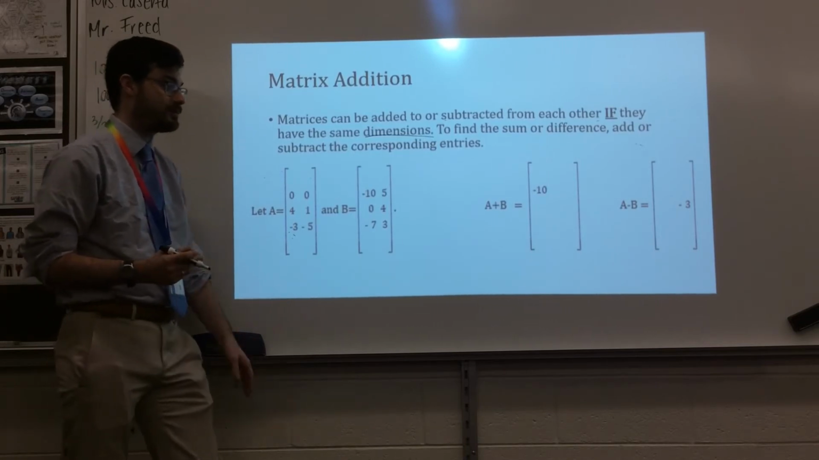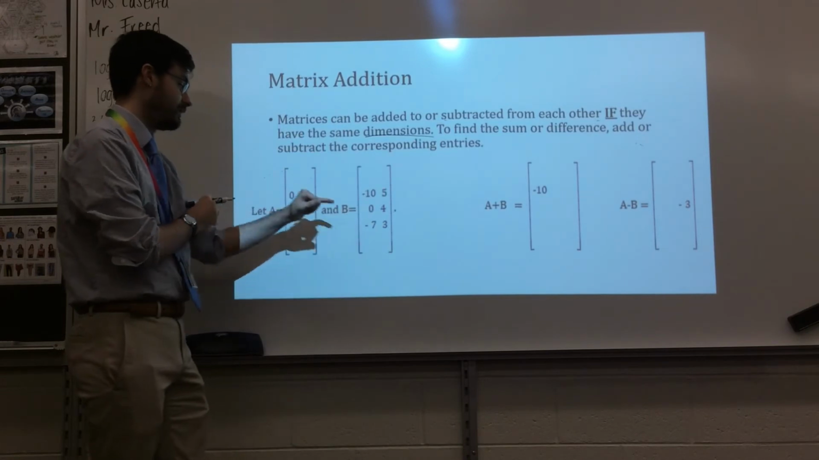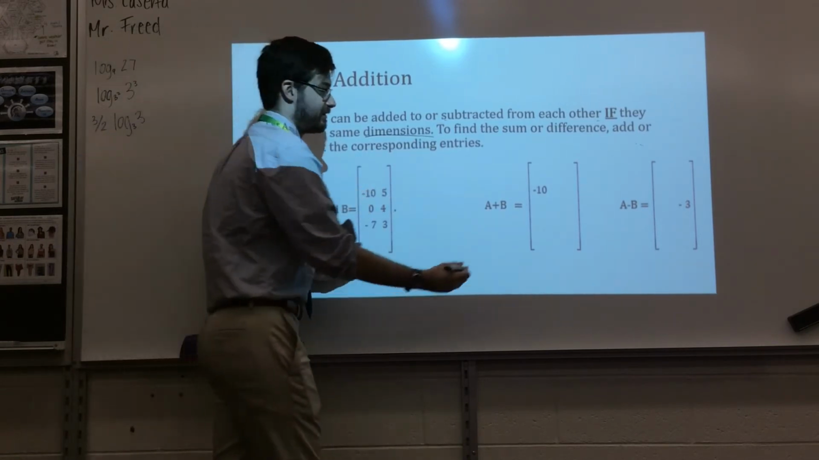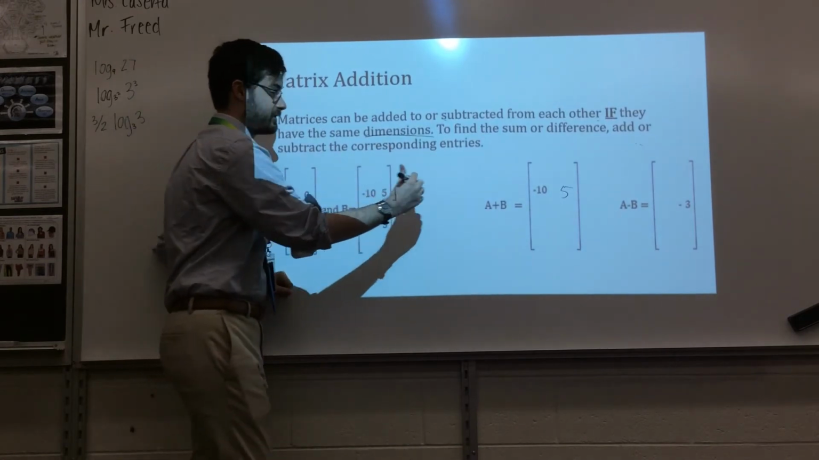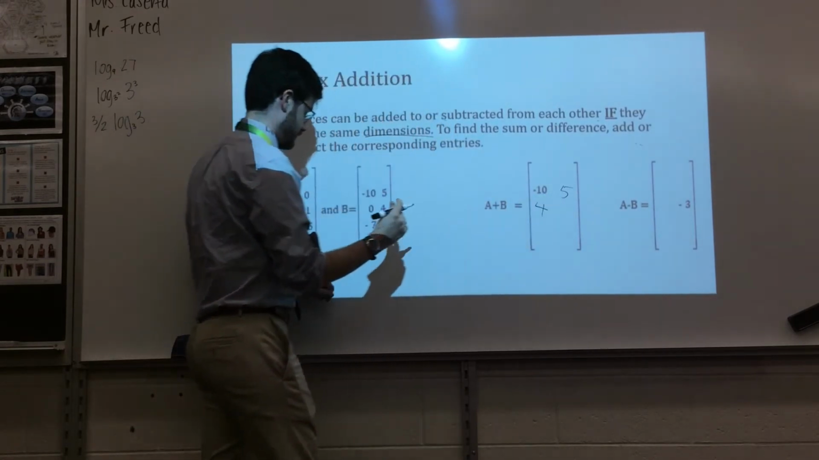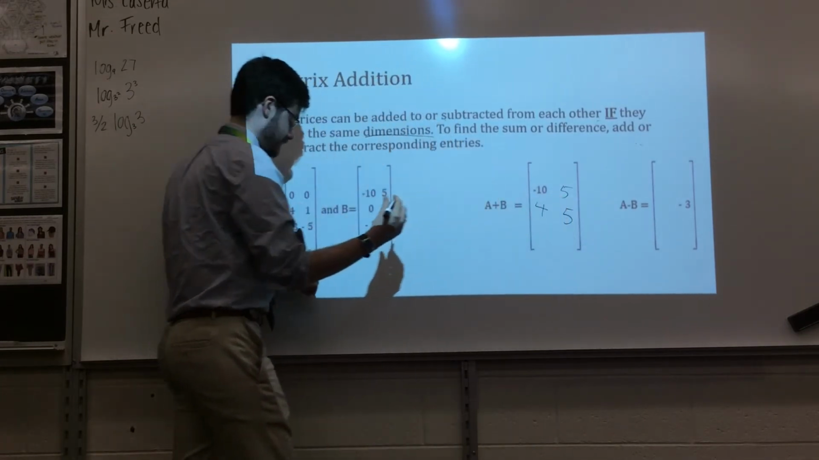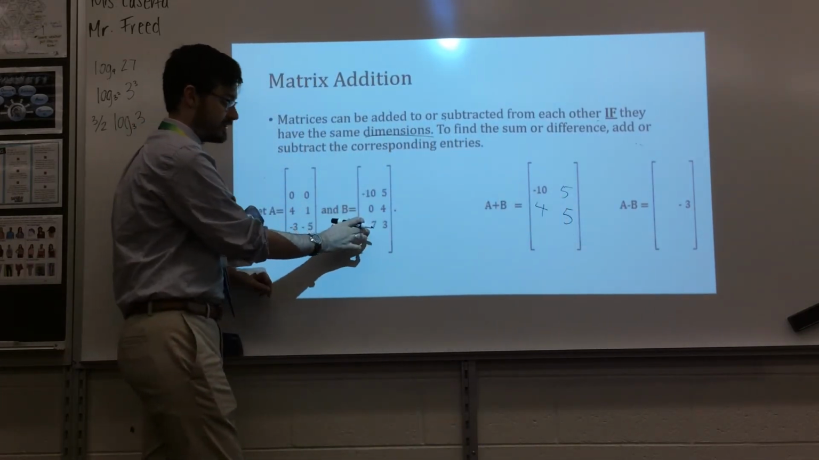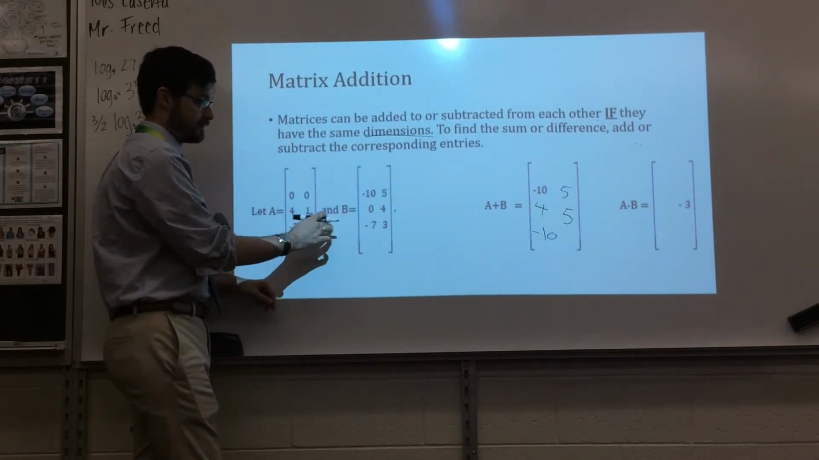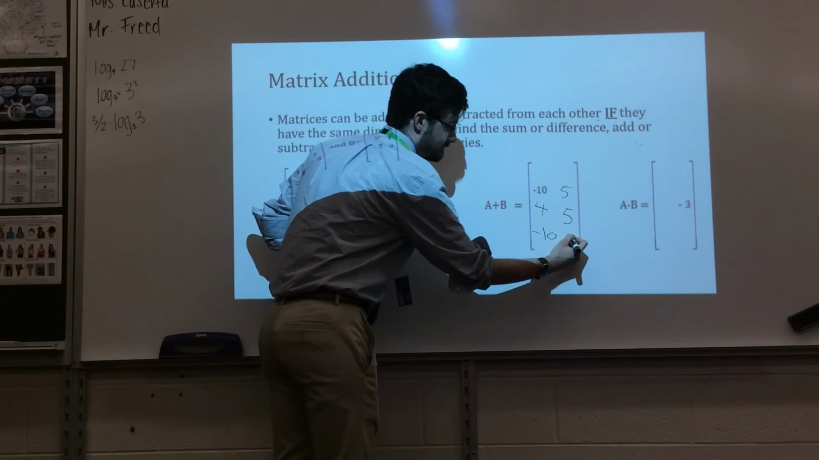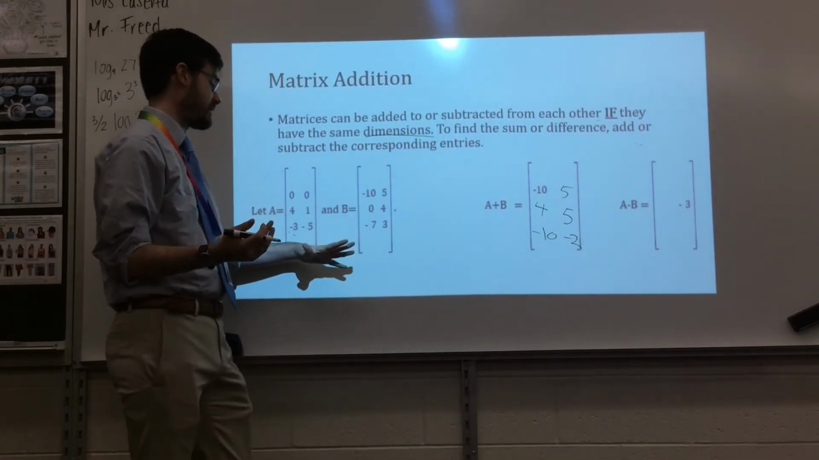Again, pause the video, fill in the chart, hit play to check your answer. 0 plus 5 gives me 5. 4 plus 0 gives me 4. 1 plus 4 gives me another 5. Negative 3 minus 7 gives me negative 10. Negative 5 plus 3 gives me negative 2. There's our addition. Let's look at our subtraction.